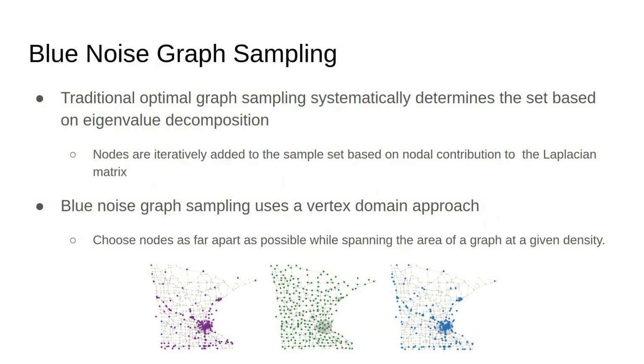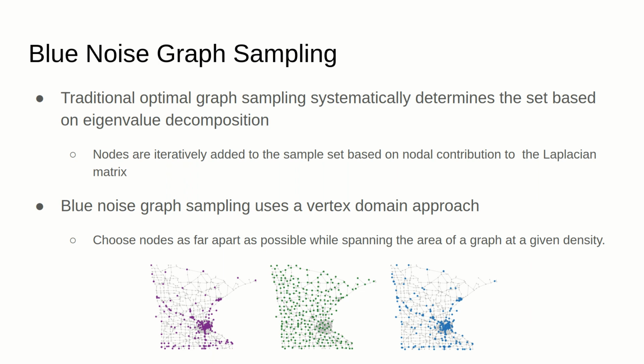So we actually use blue noise graph sampling, which is a vertex domain approach in which nodes are chosen as far away from each other as possible while still spanning the entire graph. As you can see, the center bottom graphic displays a good example of blue noise graph sampling, and on the right is adaptive blue noise graph sampling, and on the left is state-of-the-art optimal graph sampling. So this gives you an idea of how blue noise graph sampling is indeed a form of optimal graph sampling.